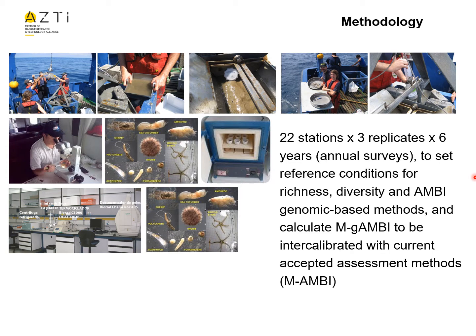We did this in 22 stations with 3 replicates at each station and 6 years with annual surveys, but for this presentation we have used only 3 years to set the reference conditions for richness, diversity and AMBI, both for the genomic-based methods and to calculate MAMBI and MGAMBI, and to intercalibrate with the current accepted assessment methods. And we did this for 5 types of communities, 5 types of areas.